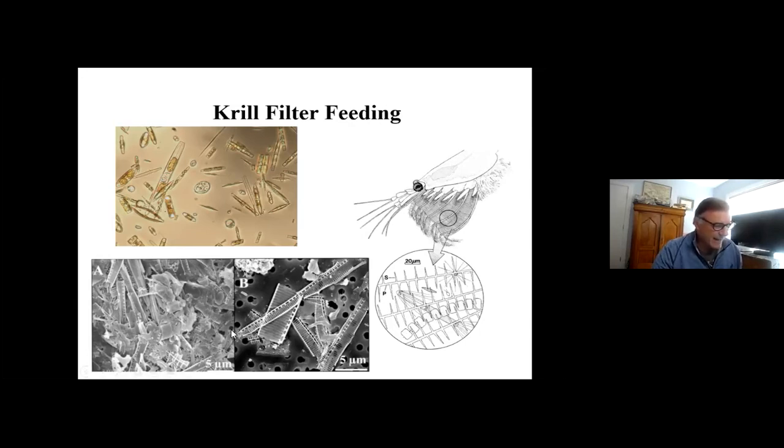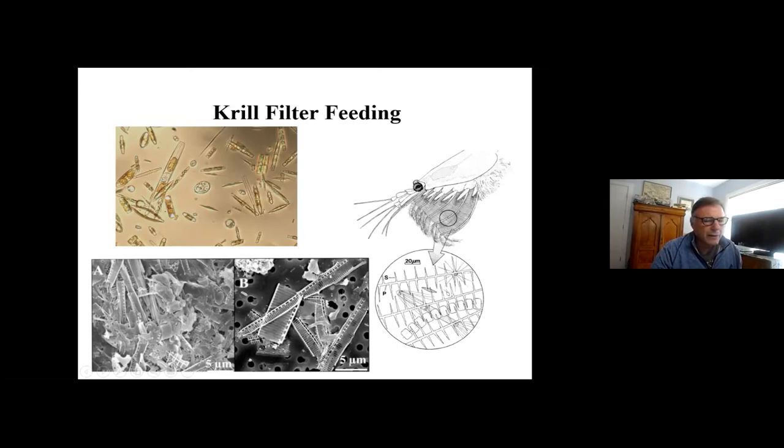These are actually scanning electron micrographs of the contents of a krill's stomach. I had a student that looked at krill diet for a while, and you can see these are the ground up glass frustules or shells of these diatoms. So the krill will extract the diatoms from the water by creating a water current.